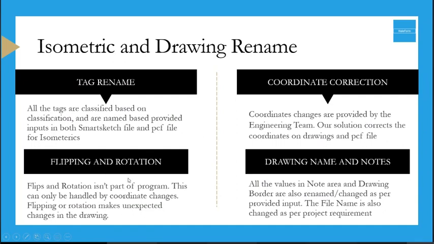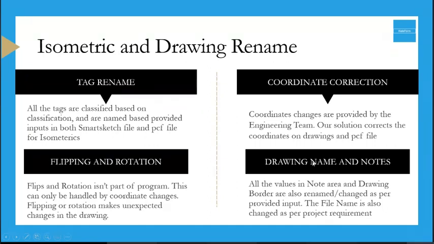Next one is flipping and rotation. This is a crucial part, and from our experience, we can tell that in the drawing, flipping and rotation shouldn't be done because it impacts your drawing presentation. So far, what we have done for flipping and rotation is provide services where we just alter the coordinate point. If the coordinate point is correct for each and every item, then it is considered to be flipped and rotated. We strongly recommend that it shouldn't be done. The rotation shouldn't be done in the drawing.